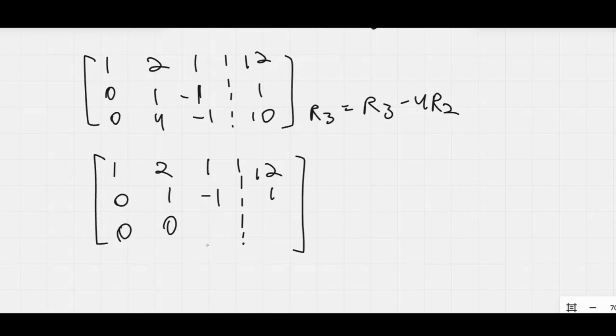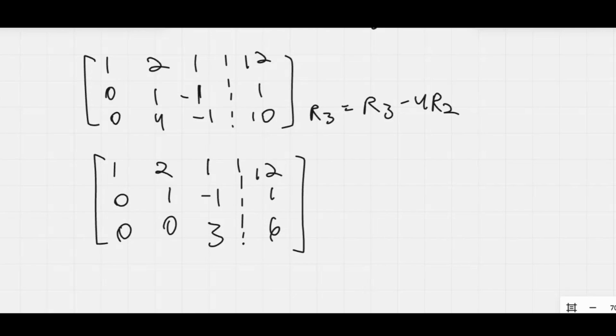But now it's going to be negative 1 times negative 4, which is 4. Or sorry, let's actually do 4 times negative 1, which is negative 4. And negative 1 minus negative 4 is going to be 3. And then we also have negative 4 times 1, which is just going to be negative 4. And 10 minus 4 is going to be 6. All right, so now we have this in reduced row echelon form, or sorry, just row echelon form.